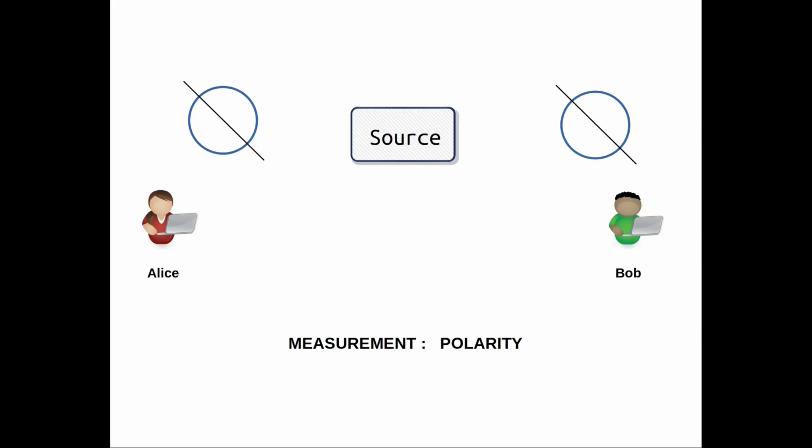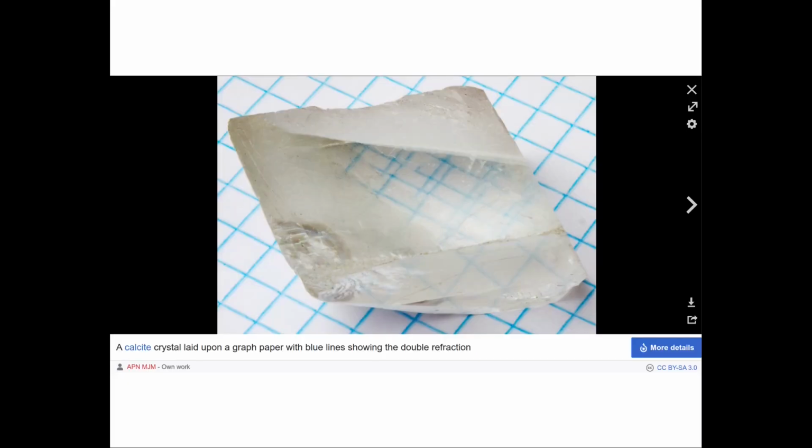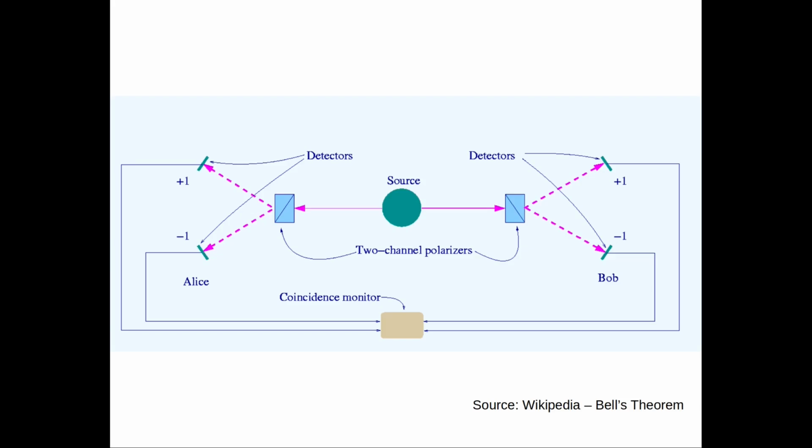The data is then recorded as pairs. Now, in the real world, we don't use polarizing filters, we use polarizing crystals. So taking a closer look at how this experiment is done, we see that the photons will pass through polarizing crystals and be directed to one of two detectors, the +1 or the -1 detector. And each detector will send a signal to the coincidence monitor where the paired readings will be recorded.